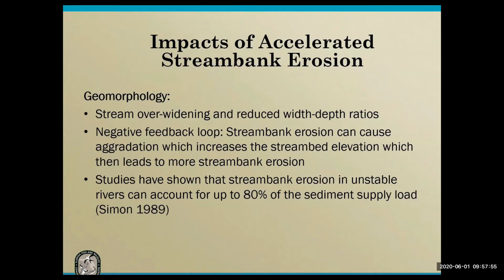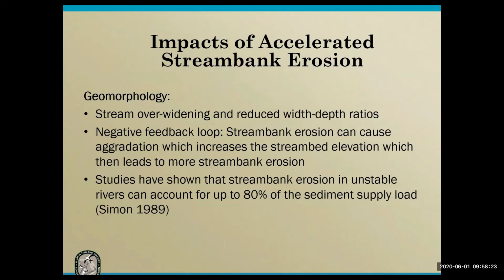Stream bank erosion causes aggradation, which is basically an increased level of your stream bed, which, with a decreased slope, leads to more stream bank erosion because the water has to go somewhere and it pushes harder up against the banks. And some studies have shown that stream bank erosion, in a really unstable river, can account for 80% of the sediment supply.